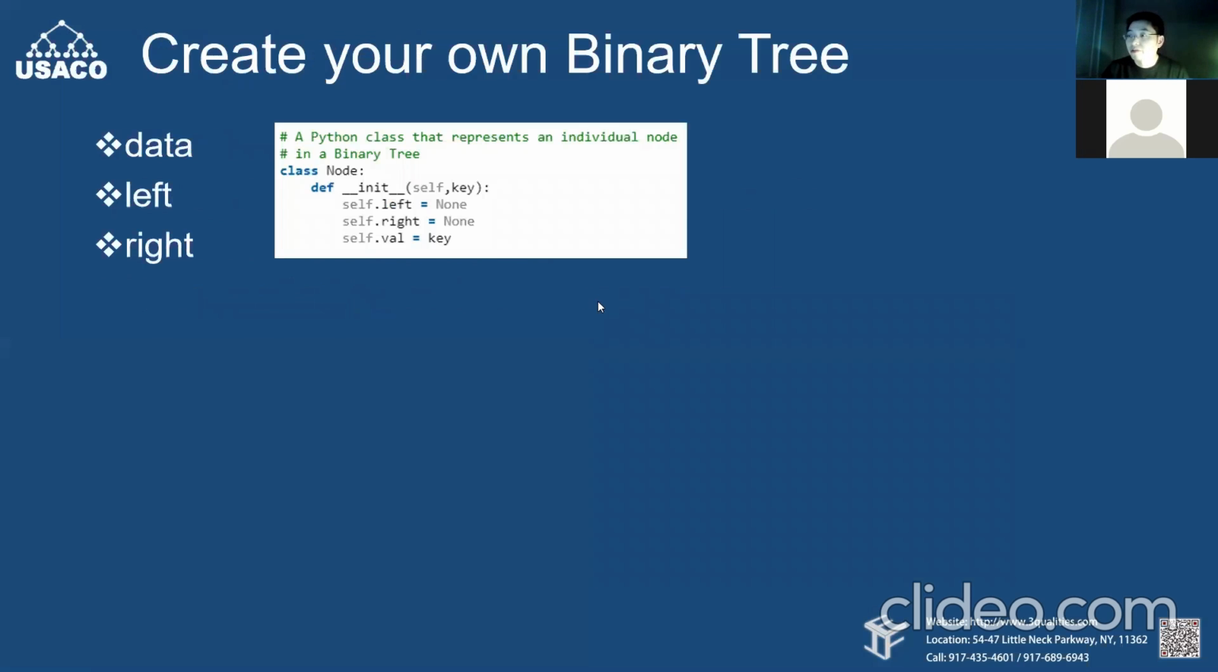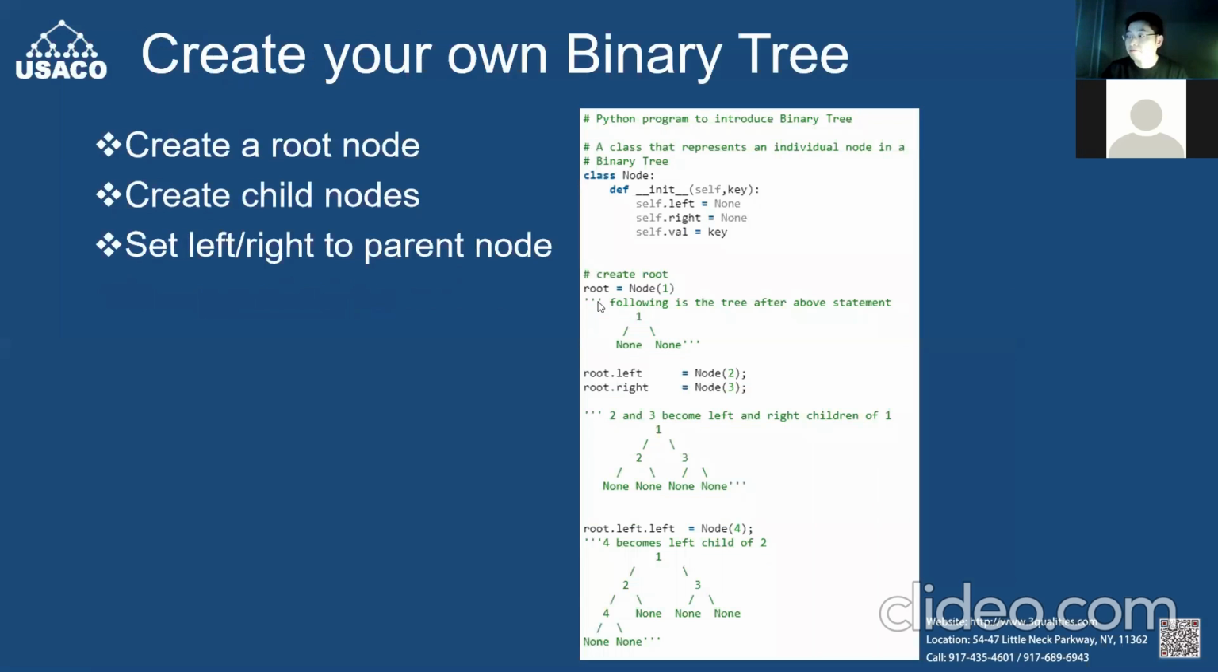And we learn how to create a binary tree. Basically, we only have one node class, and then we define nodes. You can connect each node by setting the left and right.